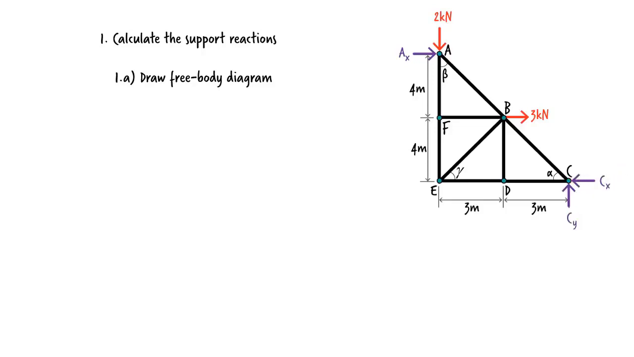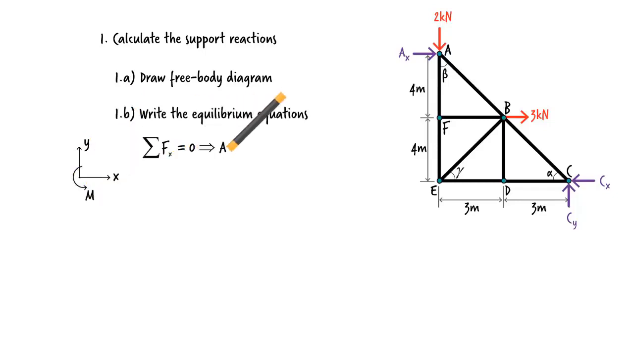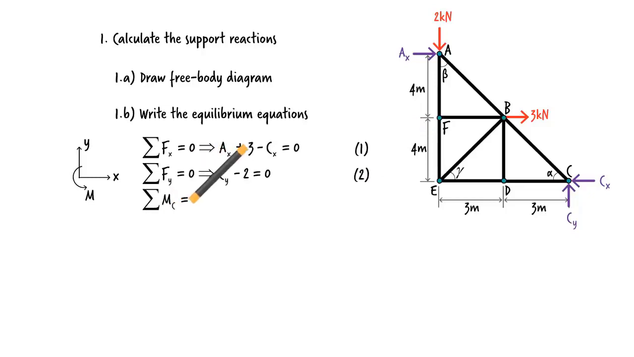Note the unknown reaction forces. We have labeled them Cx, Cy, and Ax. We need to write three equilibrium equations. The sum of the forces in the x direction must be 0, the sum of the forces in the y direction must be 0, and the sum of the bending moments, say about point C, must be 0.